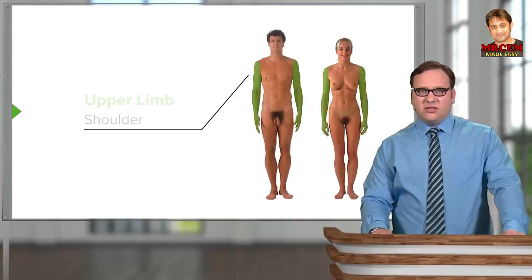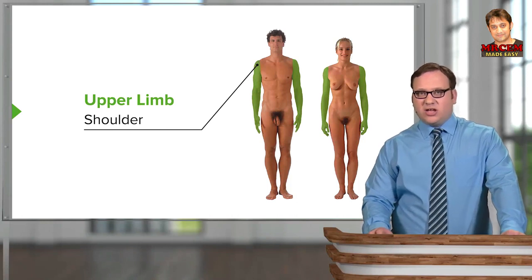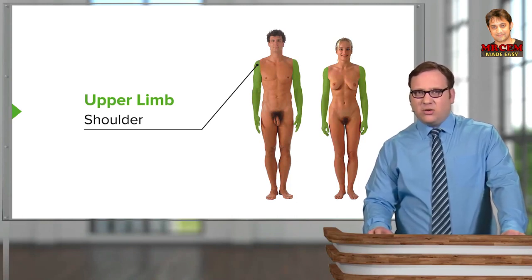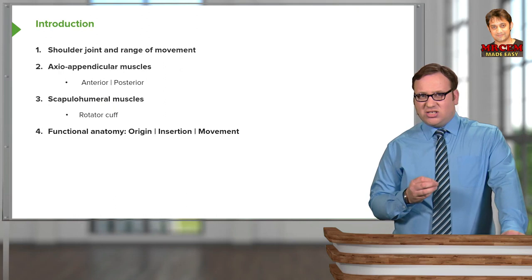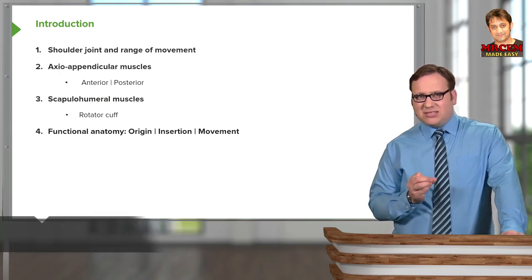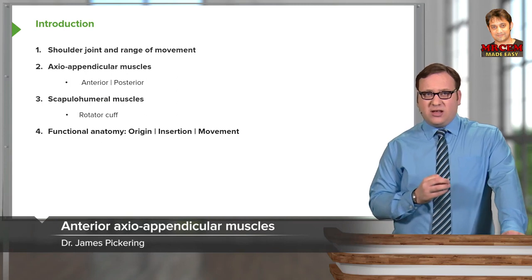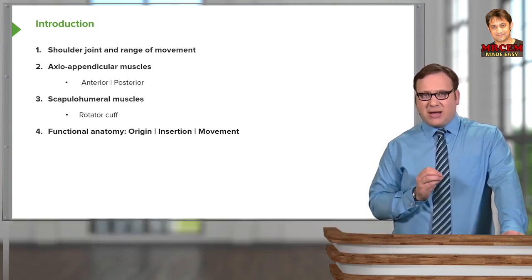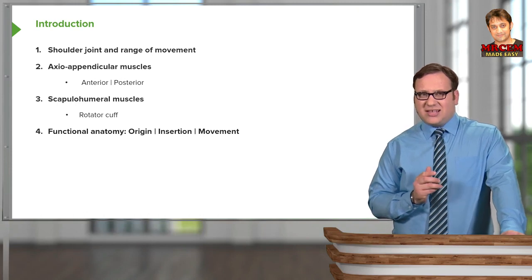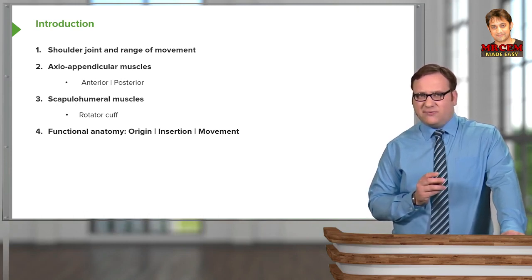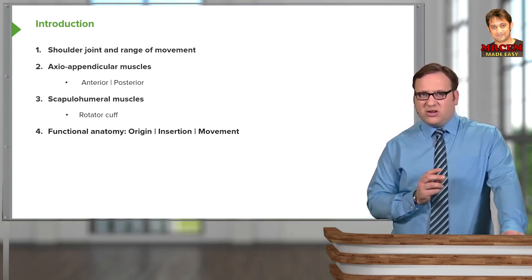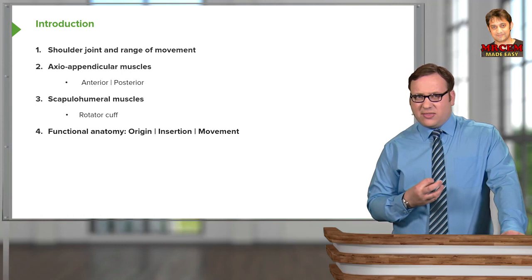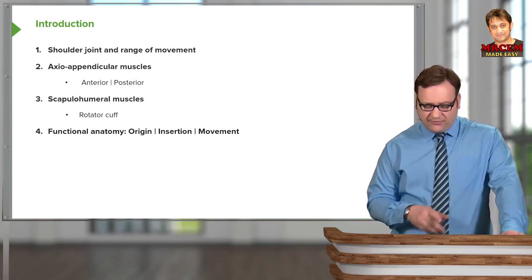In this lecture, we're going to look at the shoulder region, specifically the axio-appendicular and the scapulo-humeral muscles. So we're going to look at the shoulder joint and its range of movement, and specifically how the muscles enable the shoulder to move. The anterior and posterior axio-appendicular muscles. We'll then look at the scapulo-humeral muscles and how some of these form the rotator cuff coming from the scapula to the humerus. We'll then look at the functional anatomy of these with their origin, insertion, and the movements that they can allow the shoulder to perform.